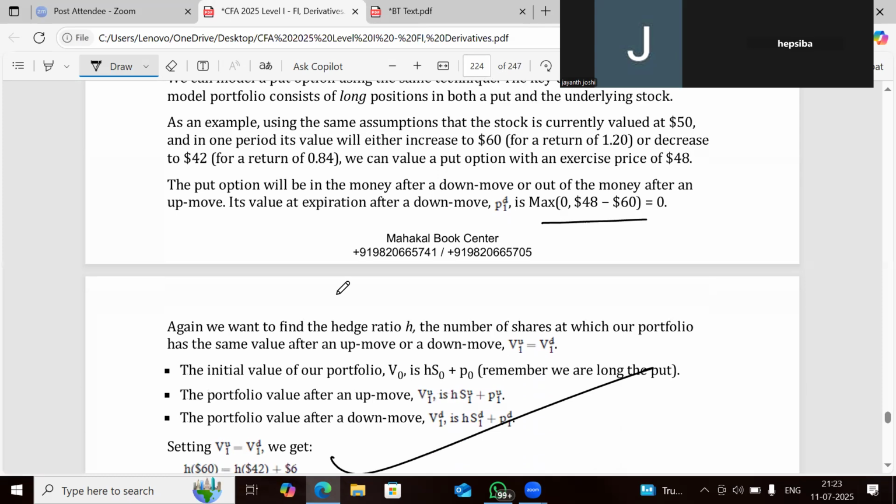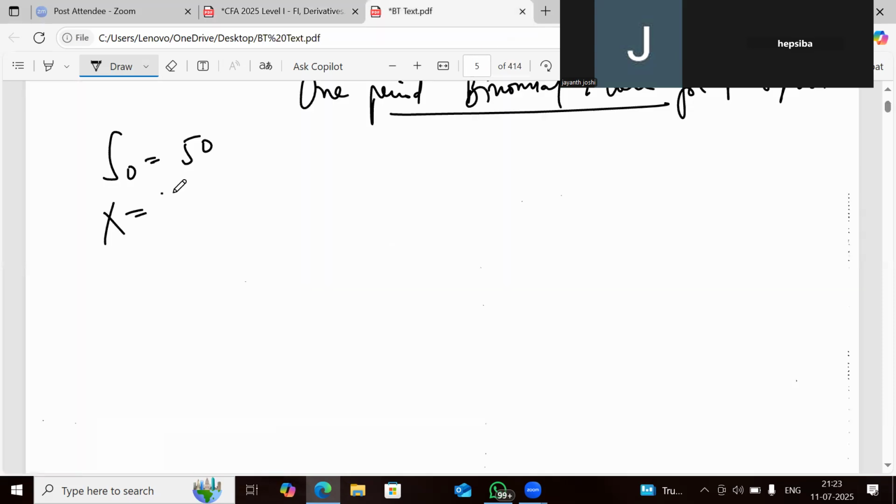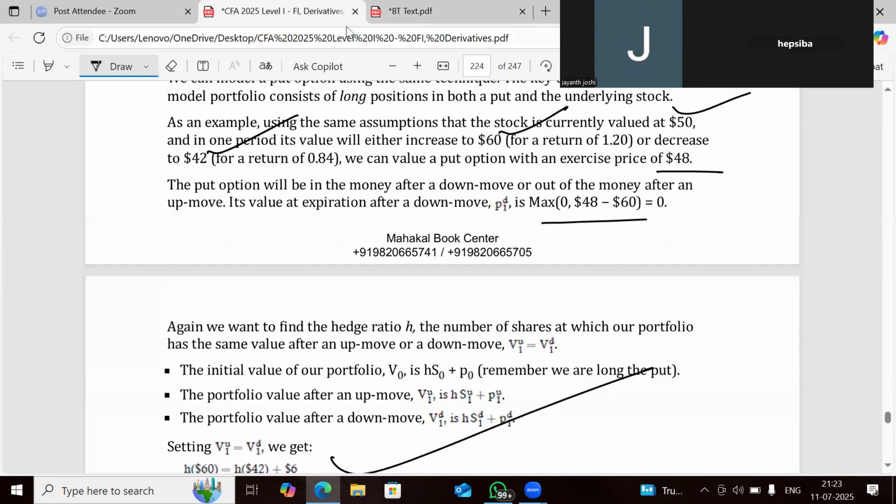And the strike price, where is the strike? They have not given the strike price. Currently it is 50. Increase to this and decrease to this. Exercise price of 48. Okay. So this is the exercise price. Fine. And if the stock has gone up, stock up is equal to 60. Stock down is equal to 42.